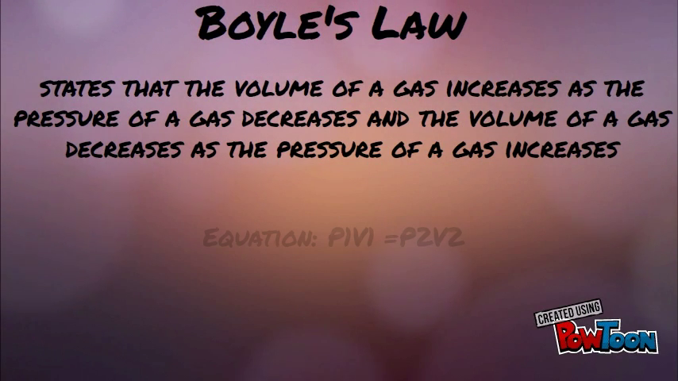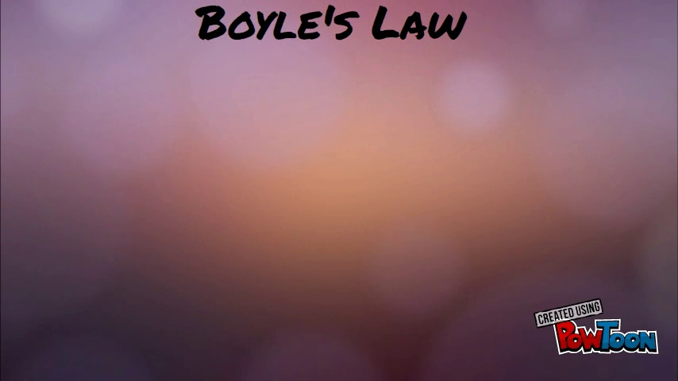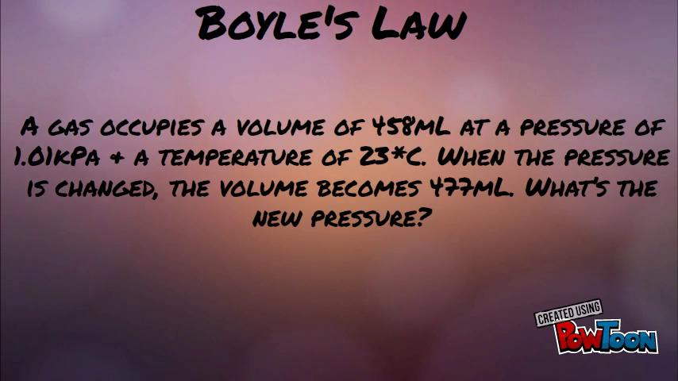Boyle's law states that the volume of a gas increases as the pressure of a gas decreases, and vice versa. The equation is P1V1 equals P2V2. A gas occupies a volume of 458 milliliters at a pressure of 1.01 kPa and a temperature of 23 degrees Celsius. When the pressure is changed, the volume becomes 477 milliliters.